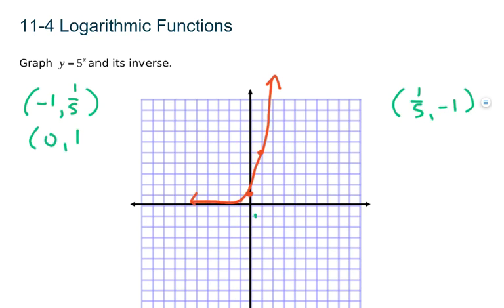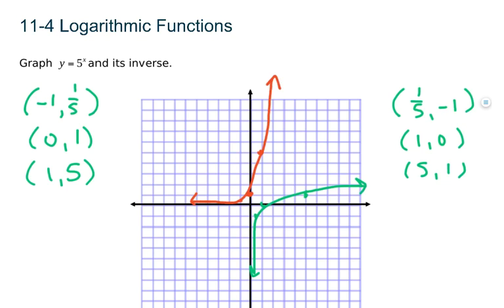0, 1 is on the graph. So 1, 0 is on the inverse. 1, 5 is on the graph. So 5, 1 is on the inverse. And then we're going to see that the graph of the inverse is going to look like this.